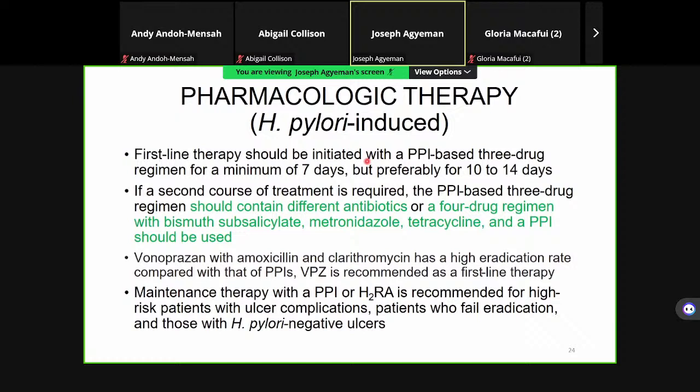Depending on the sensitivity pattern and the type of patient you are dealing with, you choose 2 from these 3 antibiotics: metronidazole, clarithromycin, amoxicillin. Then you add a PPI. Why are you using these 2 agents, PPI and antibiotics?